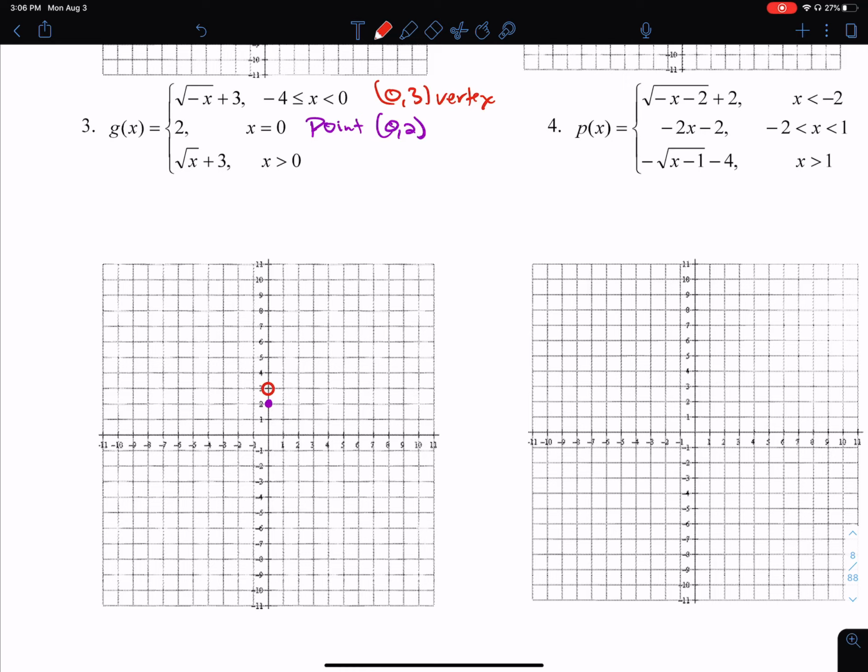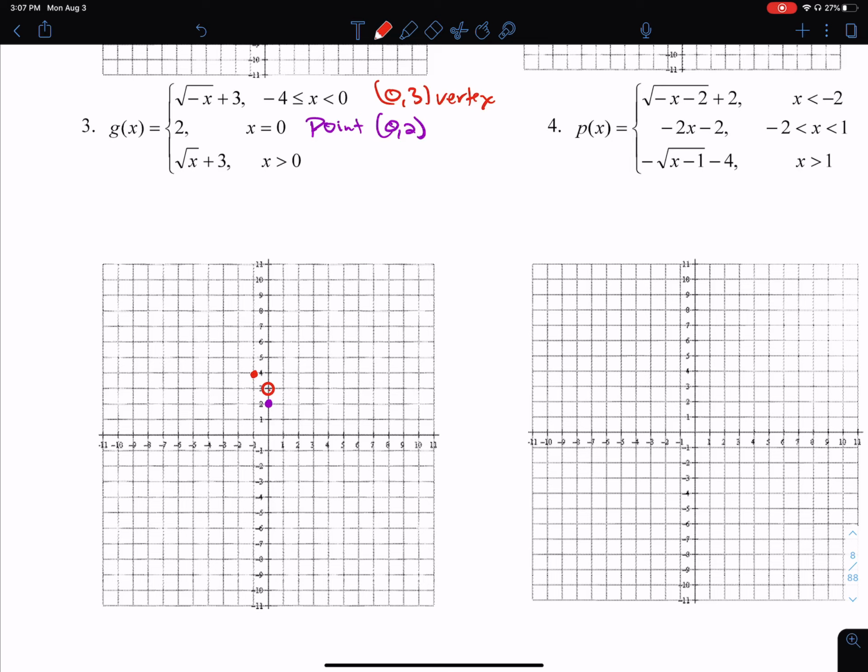And then, how does this negative affect the graph? That's a horizontal reflection. So instead of this going like this, it's now going to go this way. And this 3 translated it up 3. We already got that taken care of. That's why this vertex is here. So for the square root, we normally go right 1, up 1. Since it's reflected horizontally, it's left 1, up 1. Put a dot. And we're going to keep going until we get to -4.